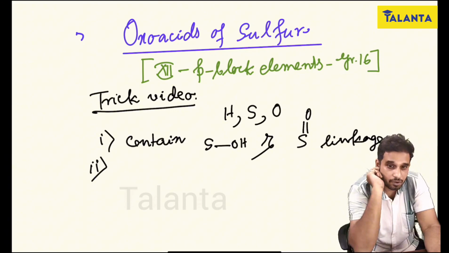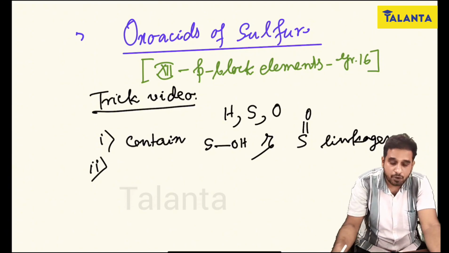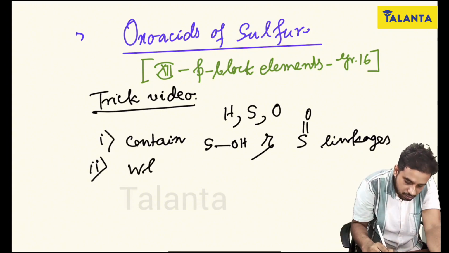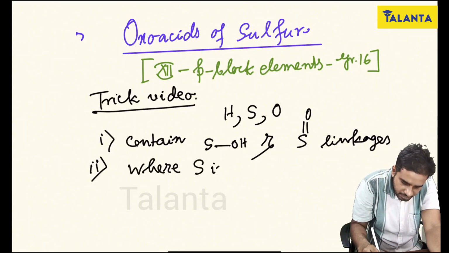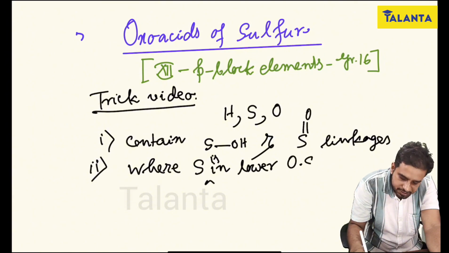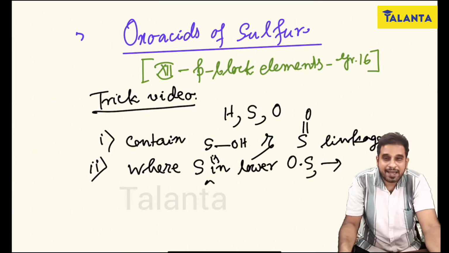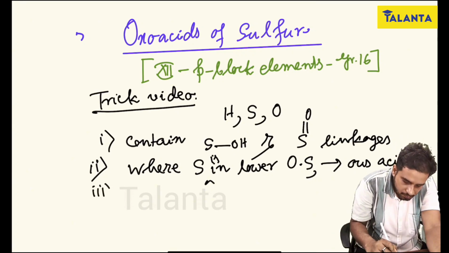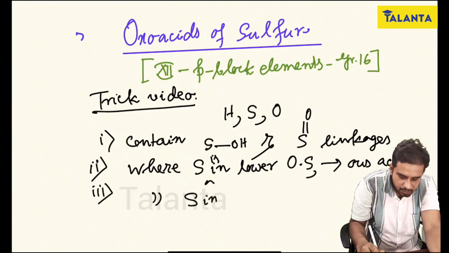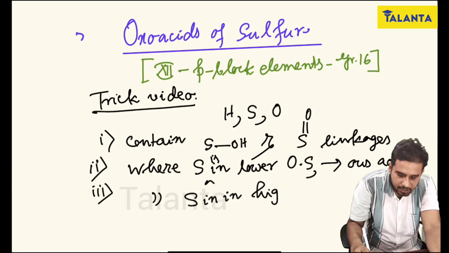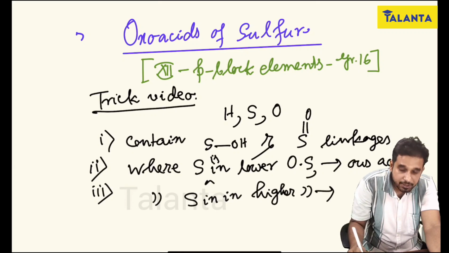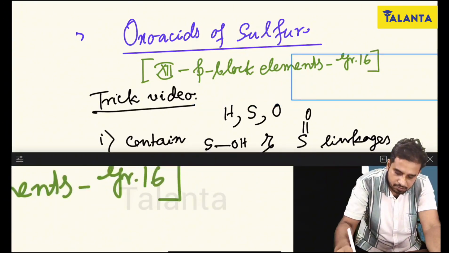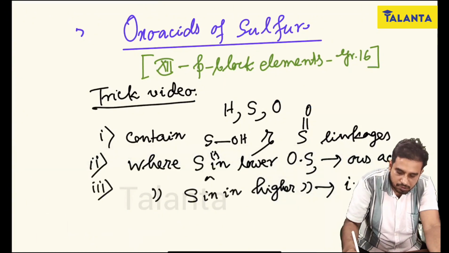The second thing we should keep in mind, which is rather common information: where sulfur is in a lower oxidation state, the acid is referred to as an -ous acid, and where sulfur is in a higher oxidation state, it is referred to as an -ic acid.